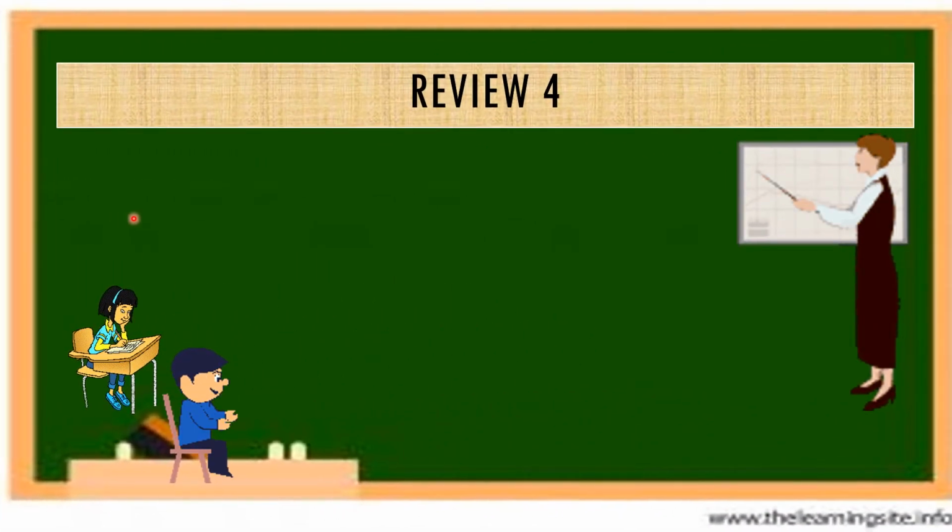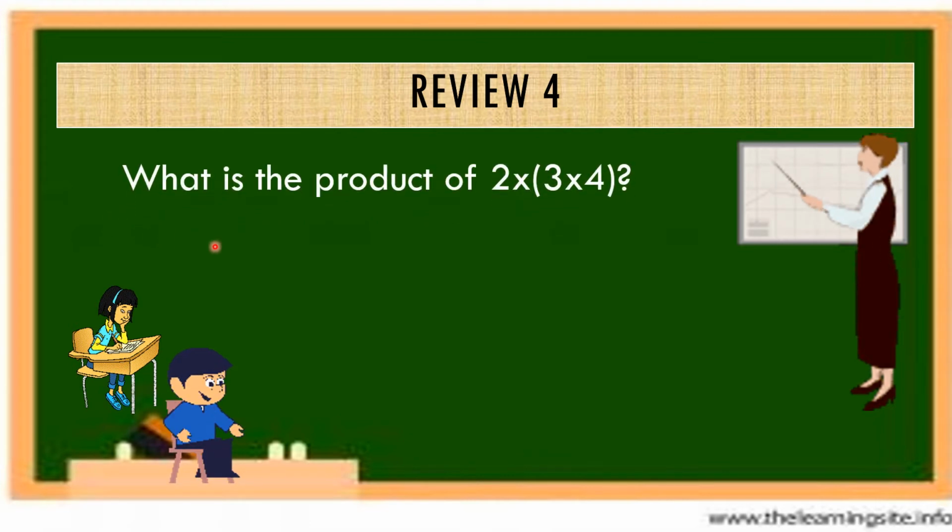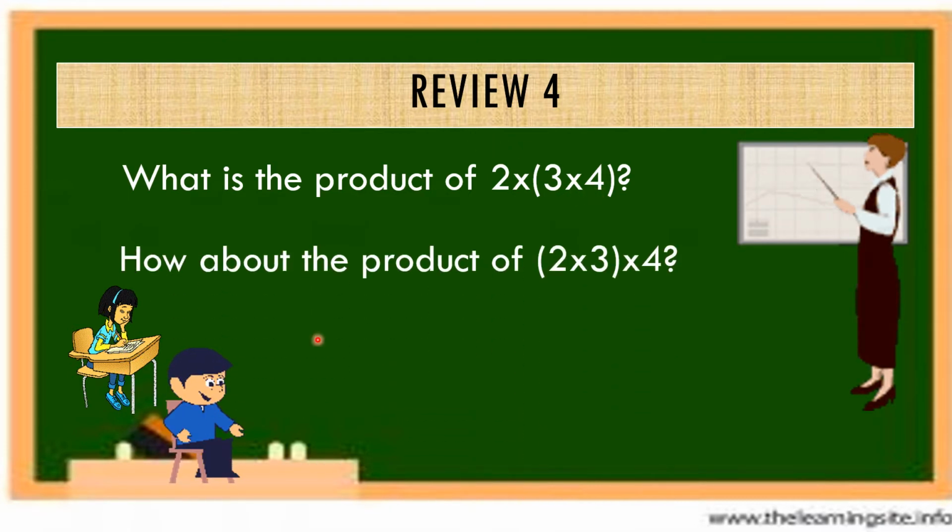We are in review number 4. What is the product of 2 times the quantity of 3 times 4 closed quantity? And we have the next one. How about the product of the quantity of 2 times 3 closed quantity times 4?